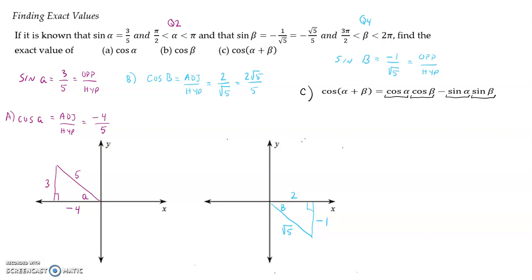So cosine of A we had as our answer for part A, which was a negative 4/5. Cosine of B was our answer from part B, and I'm going to use the rationalized version, so I'm going to use 2 radical 5 over 5. Sine of A was information that was given to us in the problem. We know that that is 3/5.